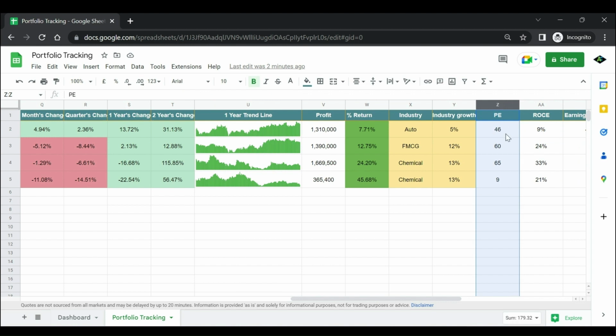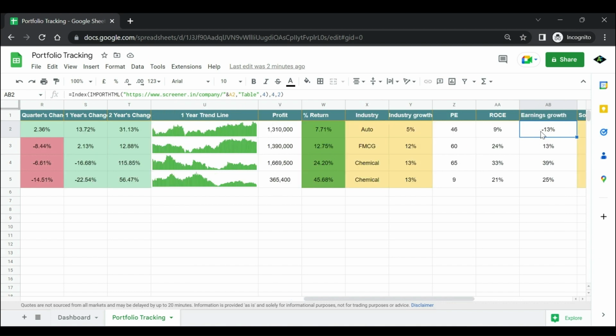Column Z gives the price to earning ratio for the stock. Column AA gives the ROC of the stock, which is very critical if you're investing based on fundamental parameters, return on capital employed. Then column AB gives the earnings growth in the last few years, last 3 years to be specific. And this is actually derived using the import HTML function from Screener. If you see, this is not utilizing the Google Finance function.